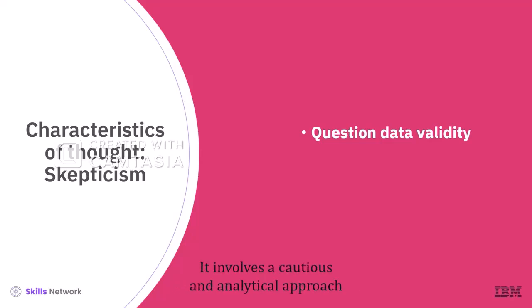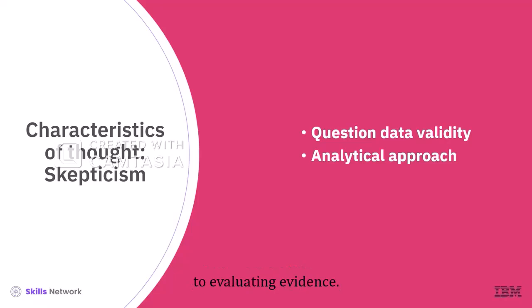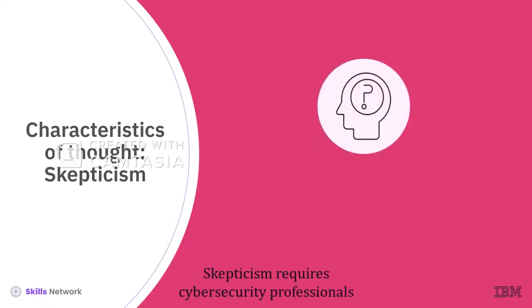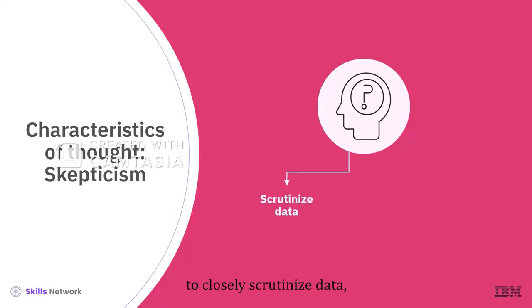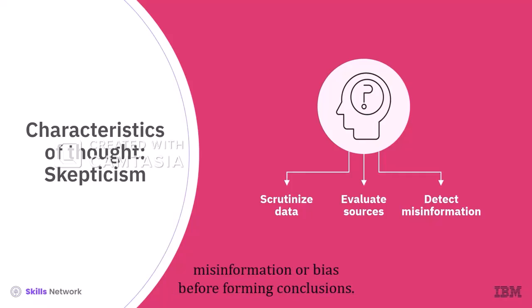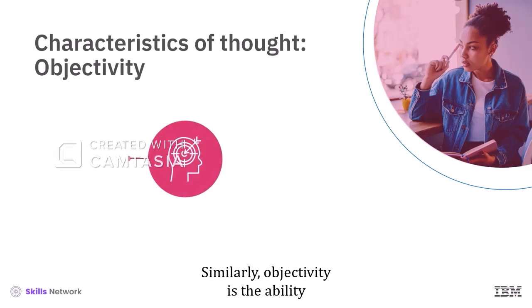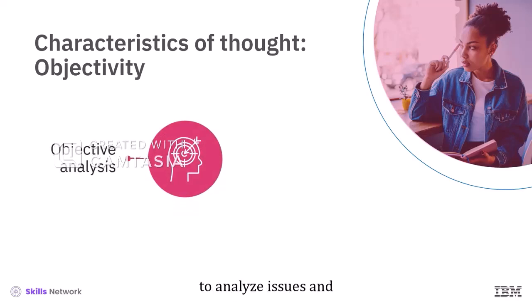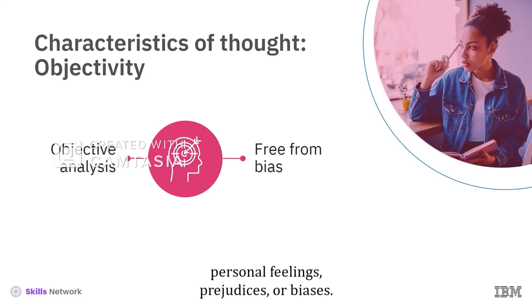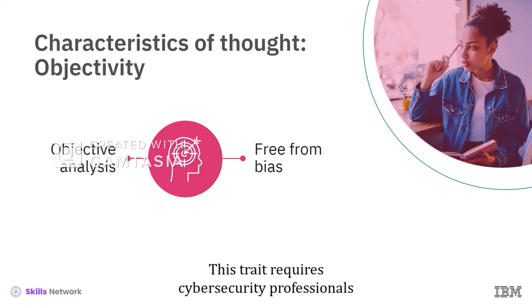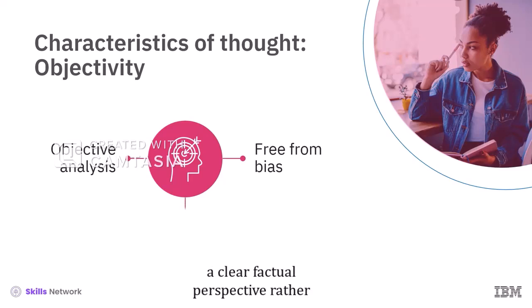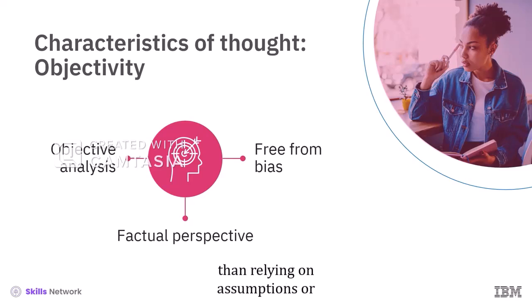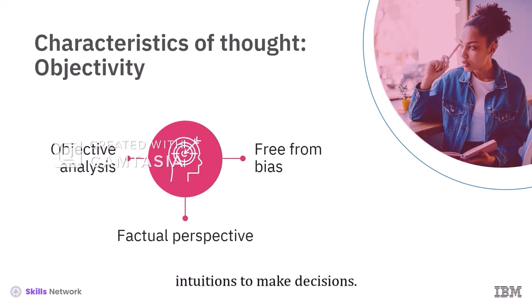It involves a cautious and analytical approach to evaluating evidence. Skepticism requires cybersecurity professionals to closely scrutinize data, evaluate sources of information, and recognize the potential of misinformation or bias before forming conclusions. Similarly, objectivity is the ability to analyze issues and evidence without the interference of personal feelings, prejudices, or biases. This trait requires cybersecurity professionals to approach each scenario with a clear, factual perspective rather than relying on assumptions or intuitions to make decisions.